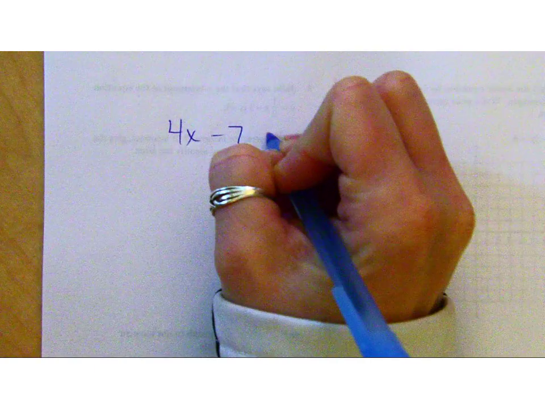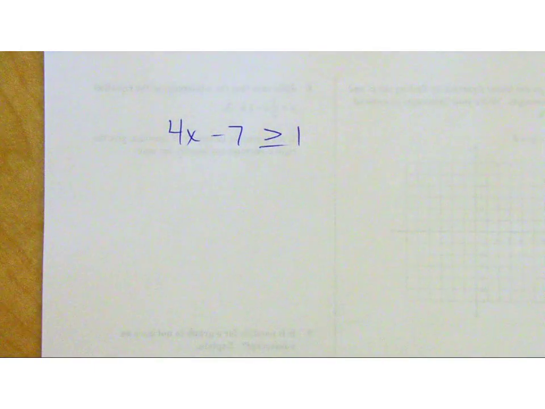How to solve those inequalities. So if I give you a simple two-step inequality that, say, looks like this: 4x minus 7 is greater than or equal to 1. And I put that in front of you. You should remember how to do that, right?